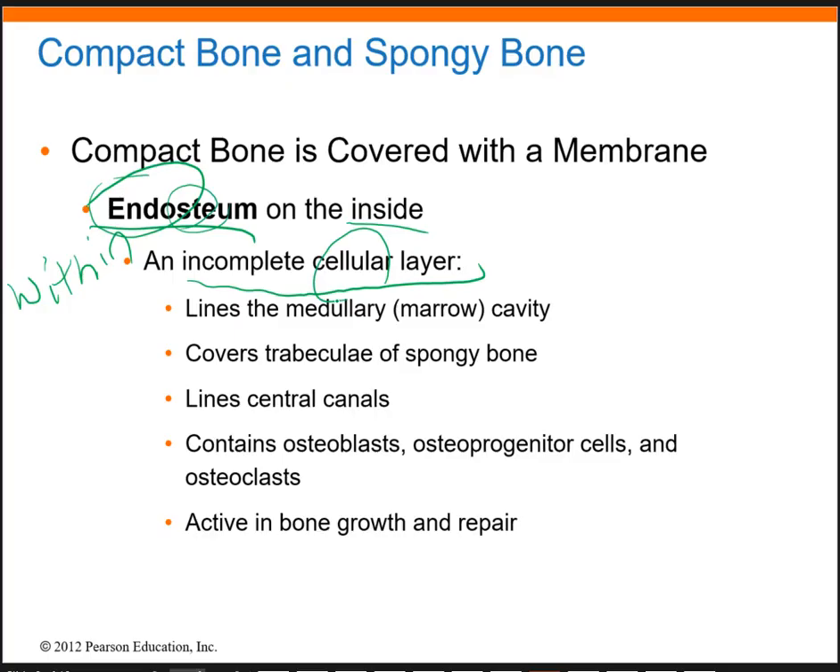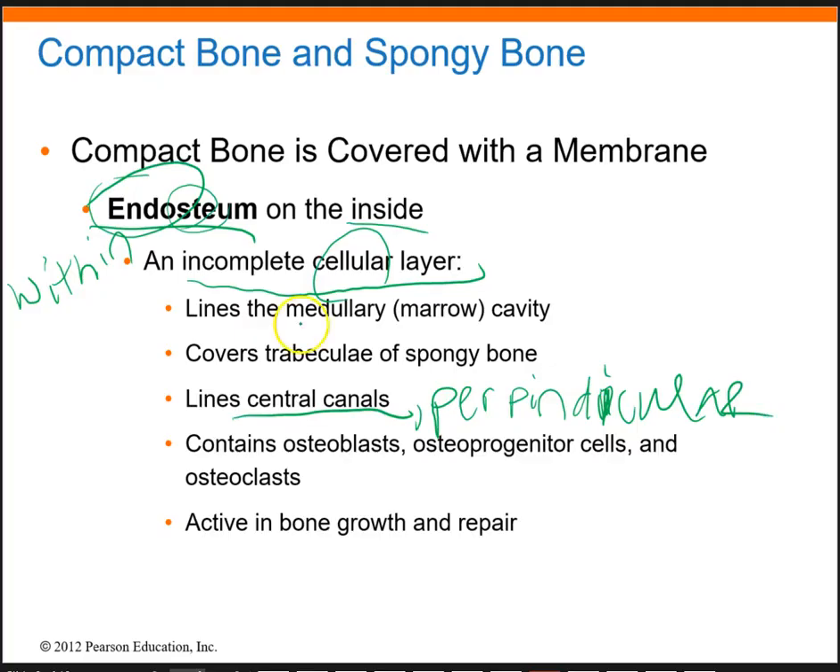Again, it lines all of the inside surfaces within the bone. So it lines the central canals and the perpendicular canals that we just looked at. Those are open areas inside the bone, so they're lined with an endosteum.